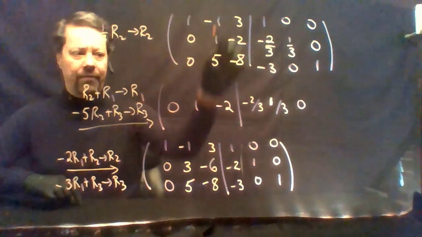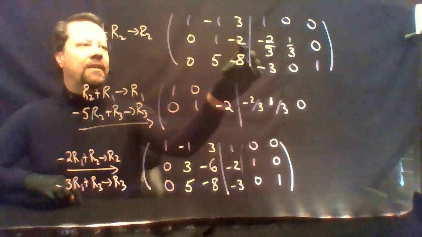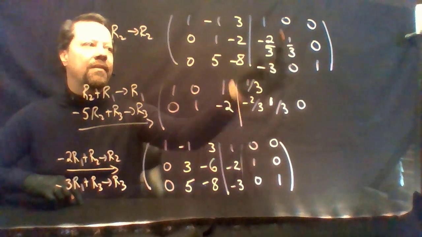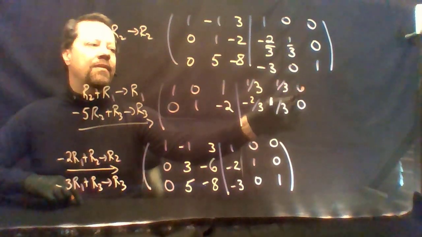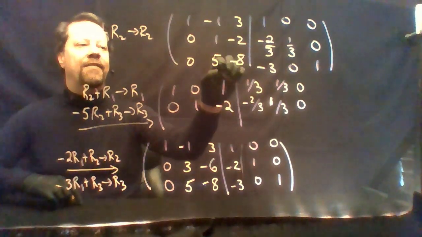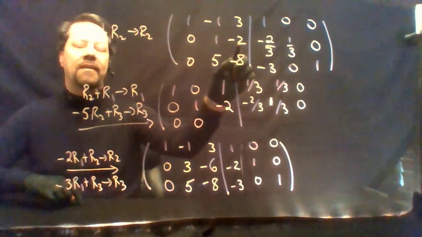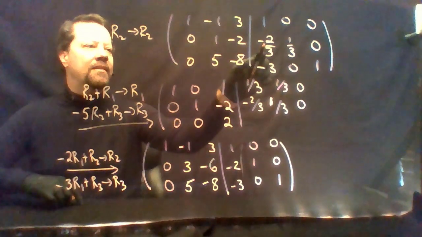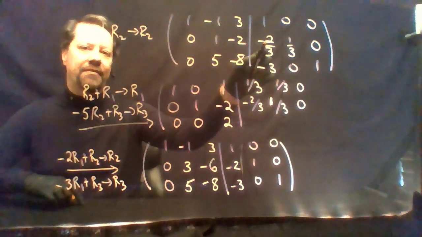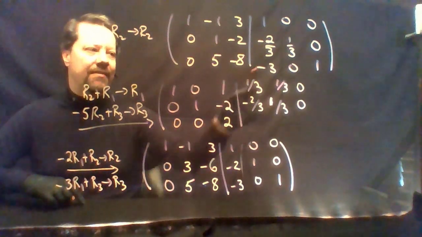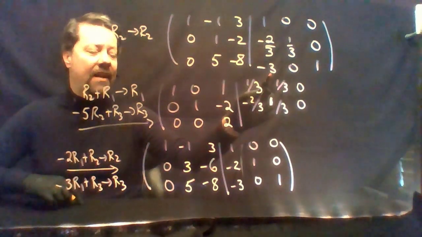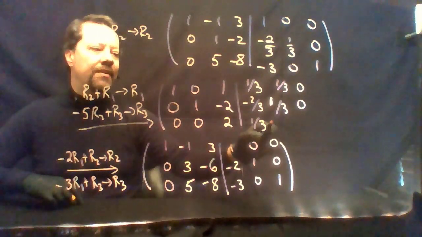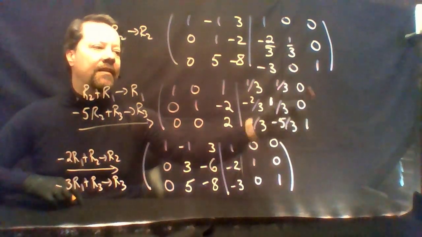that leaves the second row alone. One plus -1 is 0. -2 plus 3 is 1. -2/3 plus 1 is 1/3. 1/3 plus 1/3 is 1/3. We get a 0 in the last position. -5 times 1 plus 5 is 0. -5 times -2 is +10, plus -8 is +2. -5 times -2/3 is +10/3. 10/3 and -9/3 is 1/3. -5/3 plus 0 is -5/3, and then 1.